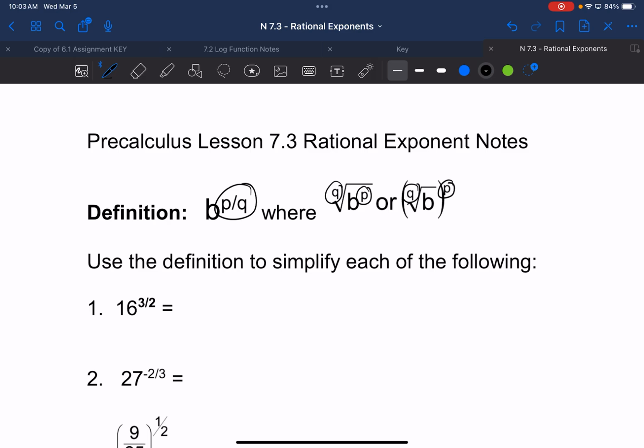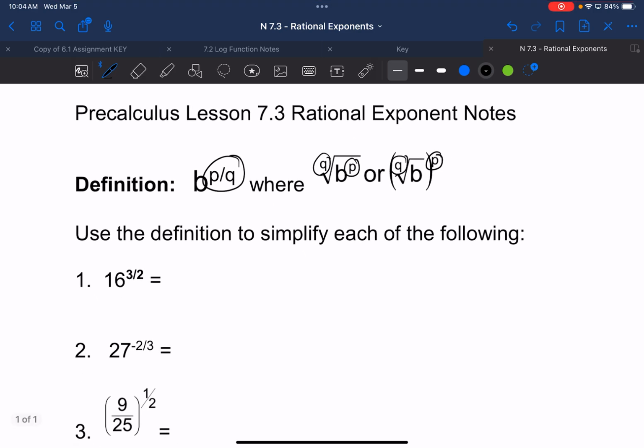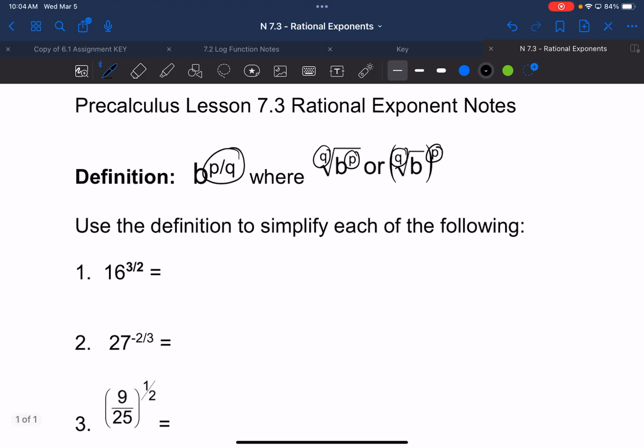So that could be a square root, a cubed root, a fourth root, a fifth root, right? So that Q number could change just like your exponent could be 2, 3, 4, 5, 6, 7, anything like that. Okay? So it says we're going to use this definition to simplify each of the following. So remember, you can go from it being written like this and turn it into this, or it could be written this way and you turn it into this. Whichever way is more helpful, more beneficial.